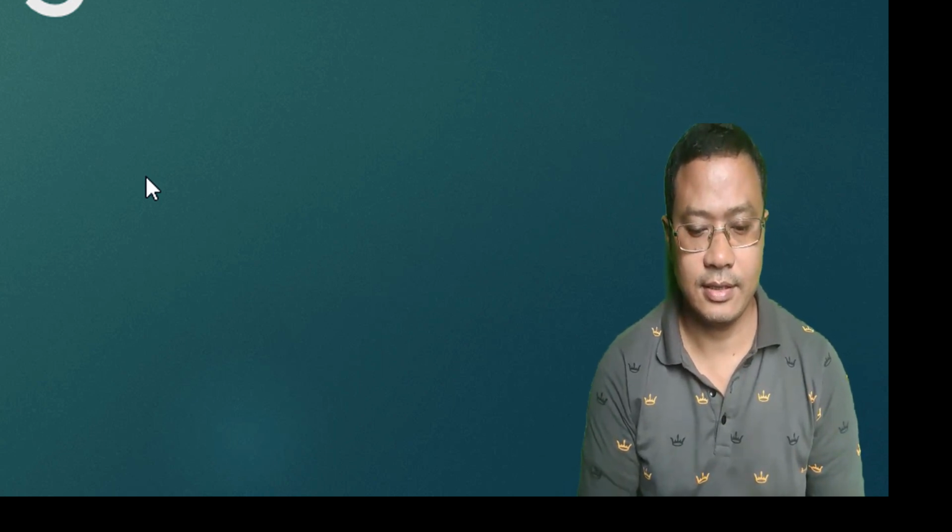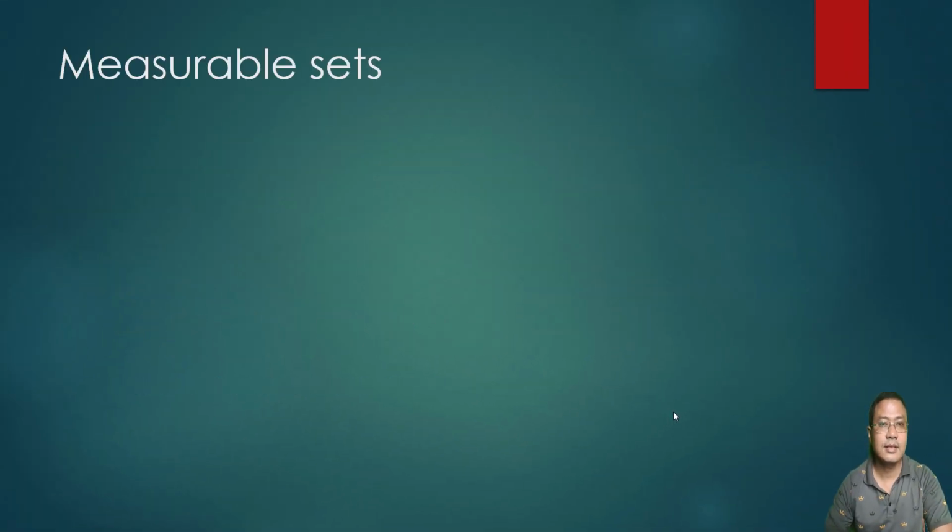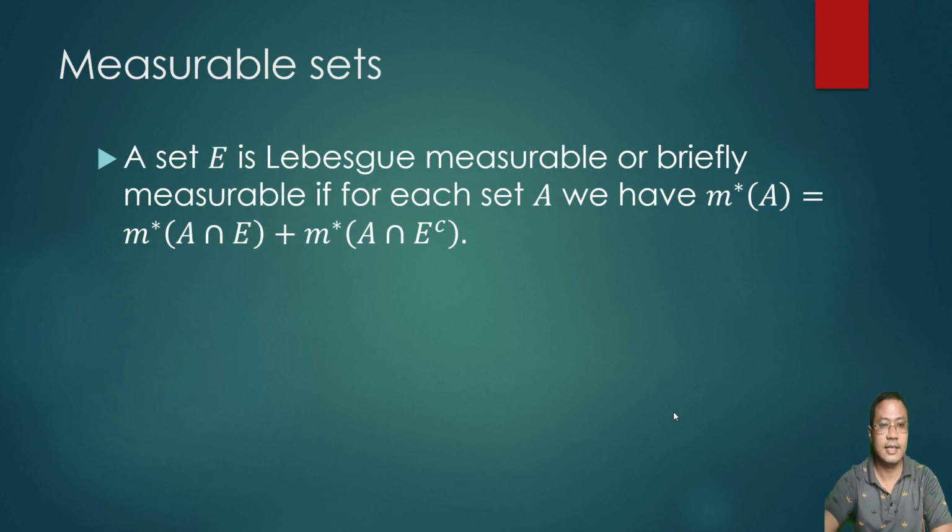Now first let us define what we mean by a measurable set. A set E is said to be measurable, or Lebesgue measurable, if for each set A we have this equality, that is, outer measure of A is equal to outer measure of A intersection E plus outer measure of A intersection E complement. So to show the measurability of the set E, we have to show this equality for any set A.